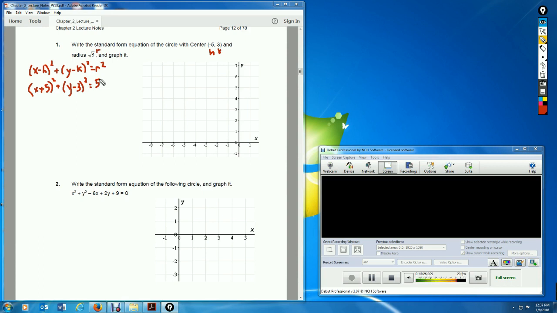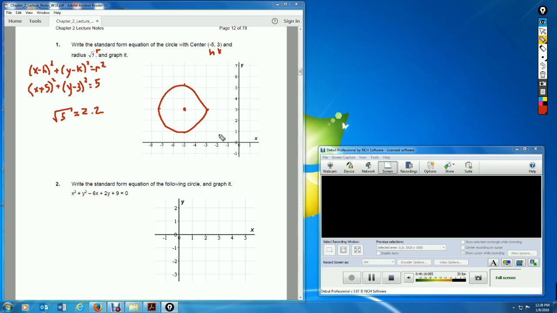All right, and so to plot this, let's just go to the center, which is at -5, 3 right here. And then we know the radius is the square root of 5. And if you just do that on your calculator, that is approximately equal to 2.2. Okay. So from this center, just go about 2.2 in all 4 directions. So that would be, you know, about here, about here, about here, and about here. Okay, and then just, oops, kind of missed on that side, draw your circle. Sort of like that.